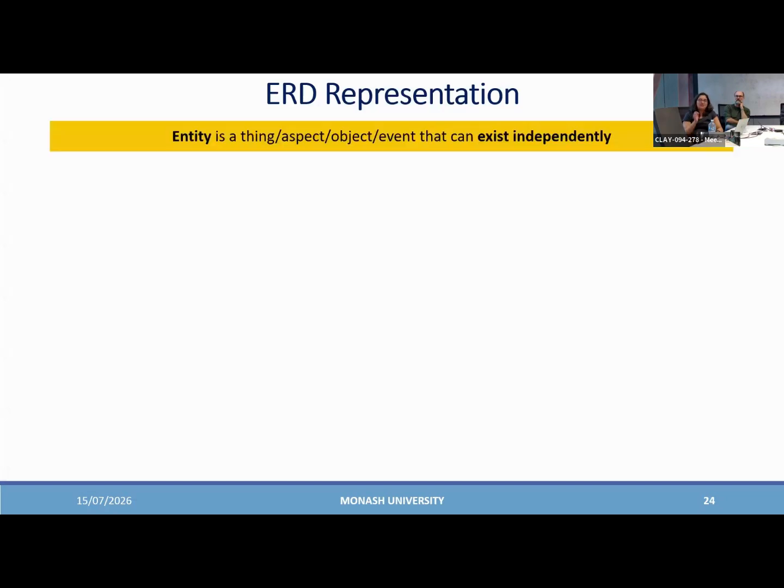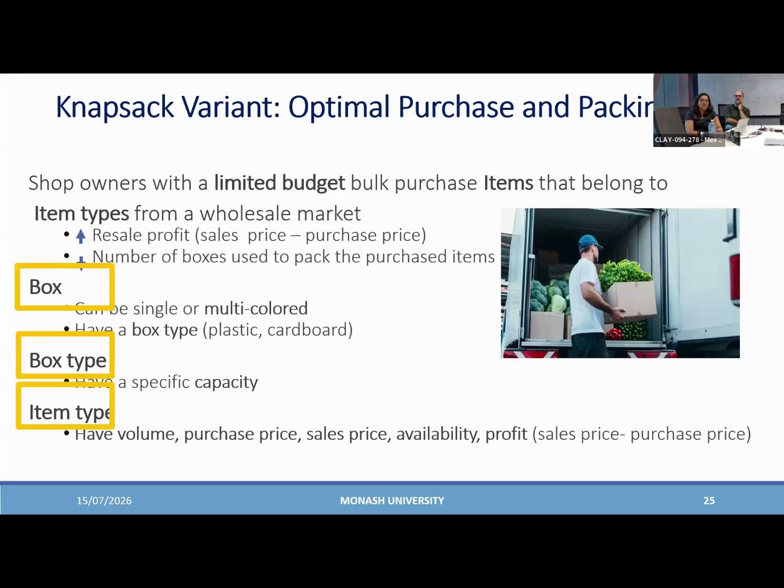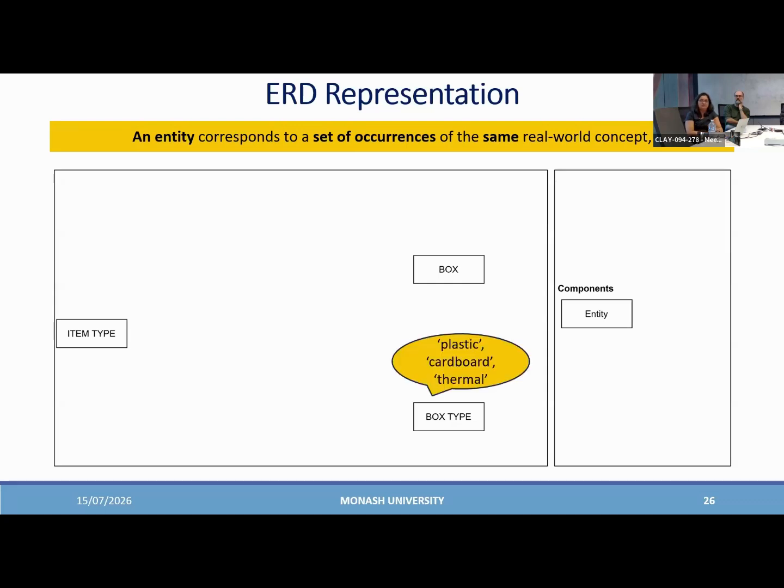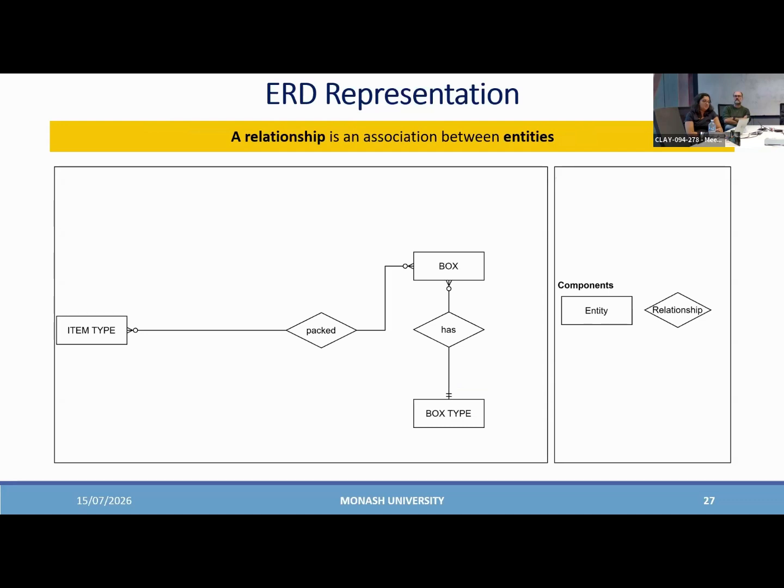In ERDs, the entities represent things, aspects, objects, or events that can exist independently. In our problem, the boxes, the box type and the item type are the entities of the problem. These entities correspond to sets of occurrences of the same real-world concept. For example, for box type, the occurrences are plastic, cardboard, and thermal. Then the relationships define the association between those entities. In our problem, we have a packed relationship between item types and boxes, and then the boxes have a box type relationship.